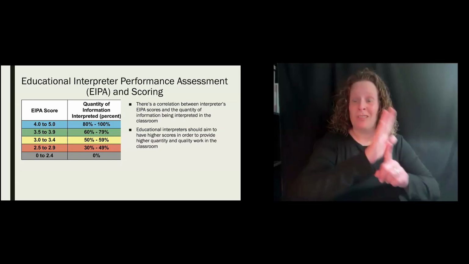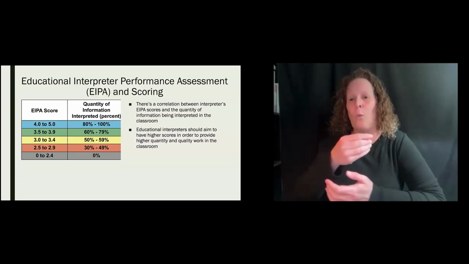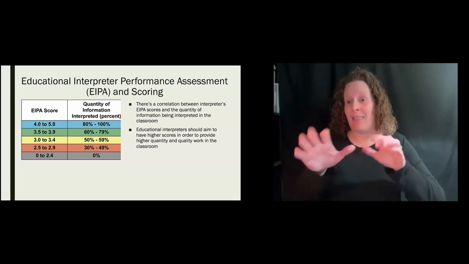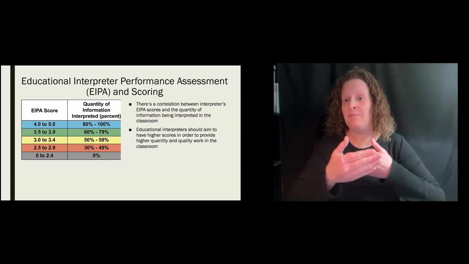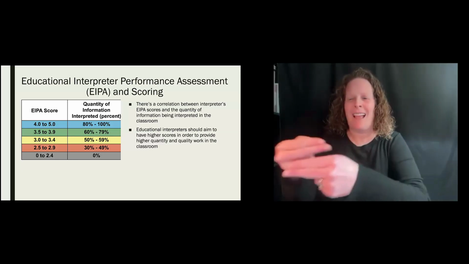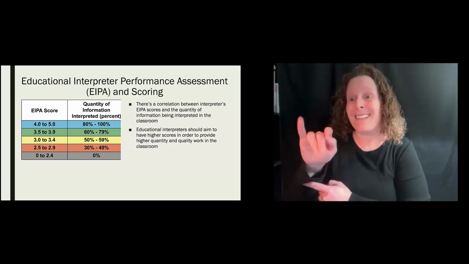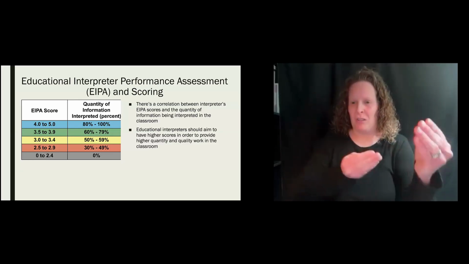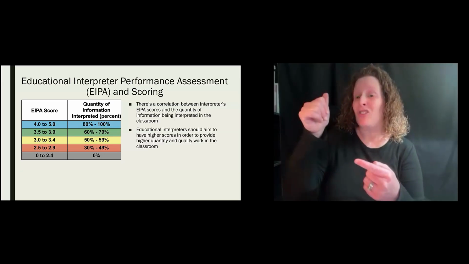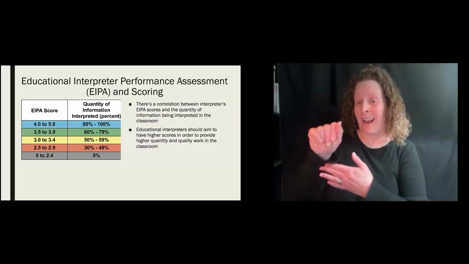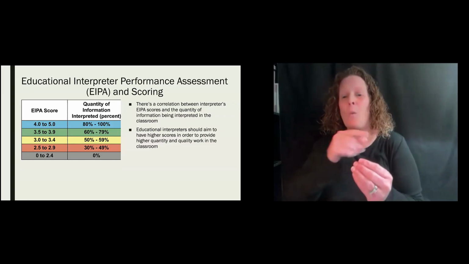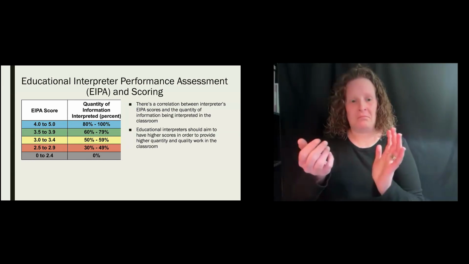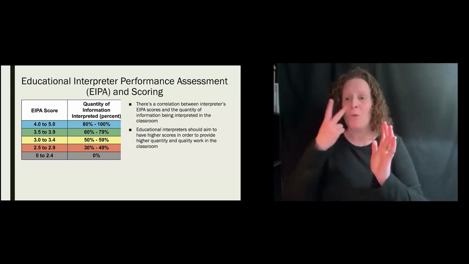There is a direct correlation between the interpreter's EIPA score and the quantity of information that is being accurately delivered while in the classroom. So I will show you on the next slide some of the statistics about the quantity, right? But right now, I just wanted to talk about the quality for a minute, right? How the information is being passed on to the student, right? The higher the score in the EIPA, the more quantity and quality of information is being transmitted by that particular interpreter.